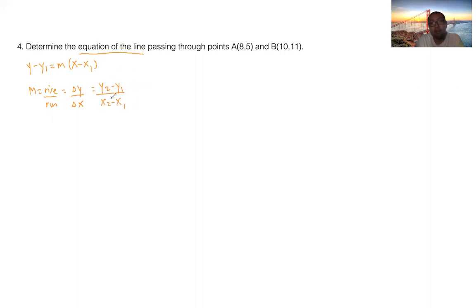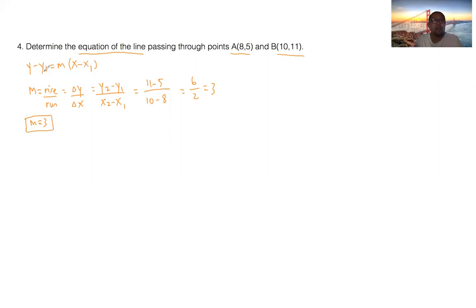And let's use this one because we conveniently have 2 sets of coordinates. And so B will be x2, y2, A will be x1, y1. Okay, so y2, 11 minus y1, 5. 11 minus 5 over x2, 10 minus x1, 8. 10 minus 8. That's going to give us 6 over 2, which is equal to 3. So from this, we determine that our slope is equal to 3. So we have our m.